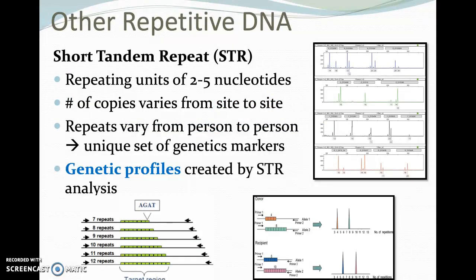A repeating unit of nucleotides, whether it's 2 to 5, sometimes it can be in the hundreds, is known as a short tandem repeat. Now, the number of copies is going to vary from site to site or location on the DNA or chromosome, and it's very unique to each person because they have a unique set of genetic markers. So if you have 5 nucleotides like G, T, T, A, C, that is going to repeat and repeat and repeat and repeat. And that's going to be unique. So in my genome, maybe that repeat is going to occur 7 times. But maybe in my husband's genome, that's going to occur 10 times. And then maybe in yours, it occurs 12 times.